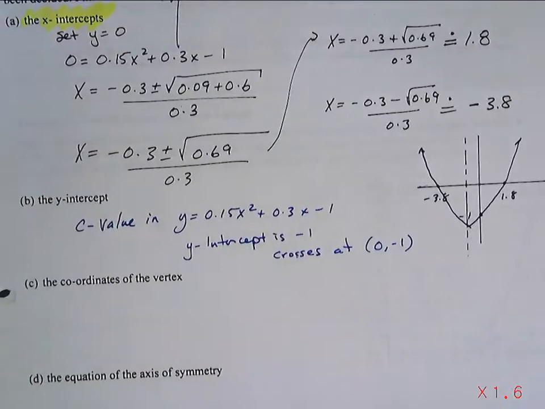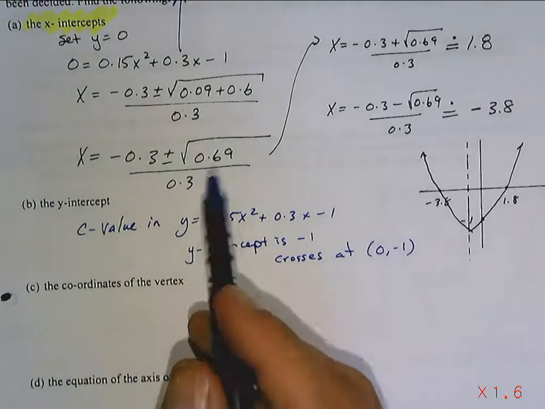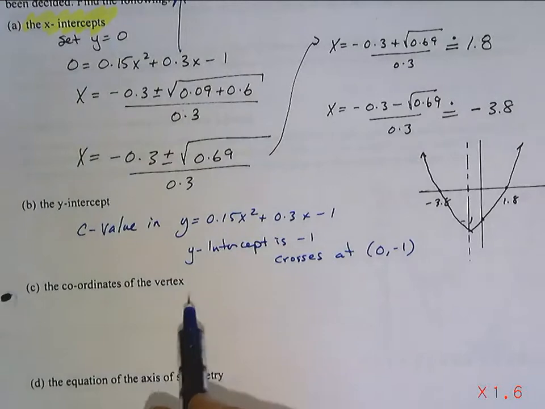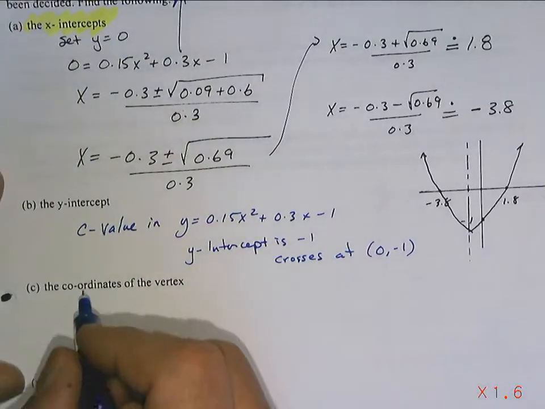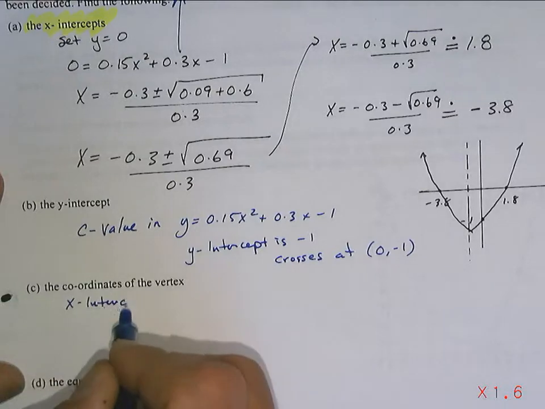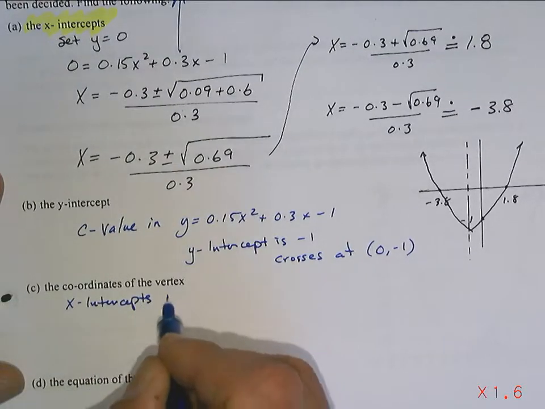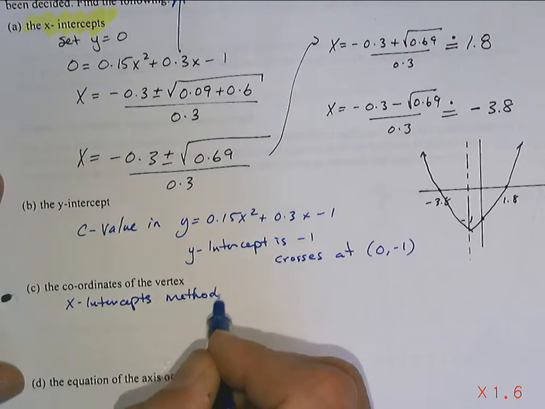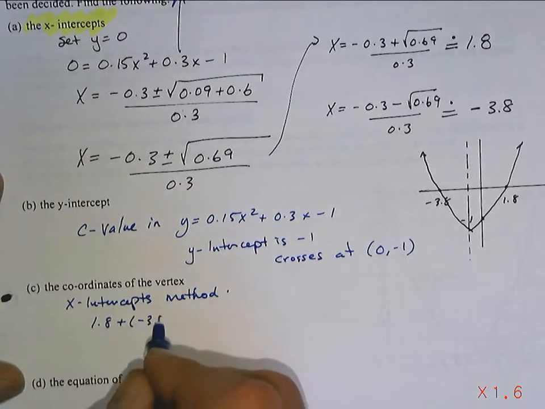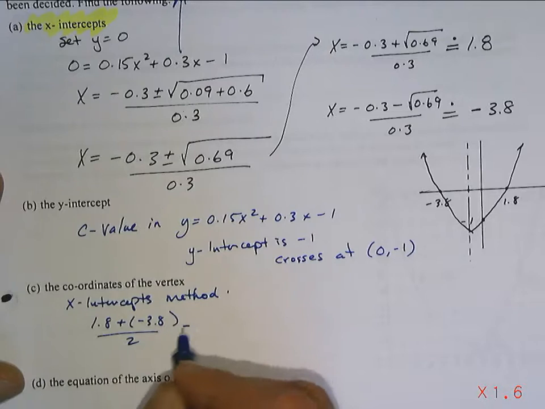The coordinates of the x-intercept. Okay, so I could find vertex form from this. Absolutely not a problem. I could complete the square, but let's do this one differently. Let's take our two x values, so the two x-intercepts, we'll call it the x-intercept method. We'll take 1.8 and we'll add -3.8 and we'll divide it by 2.